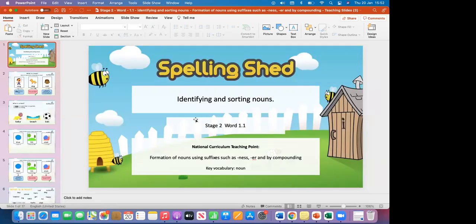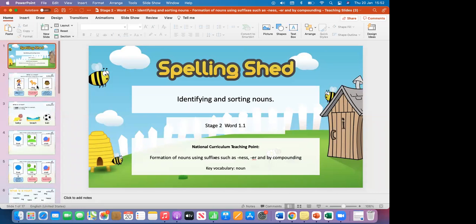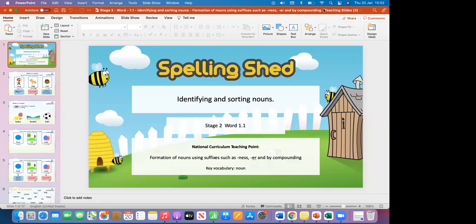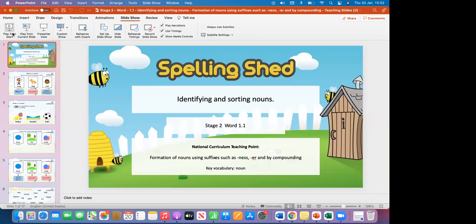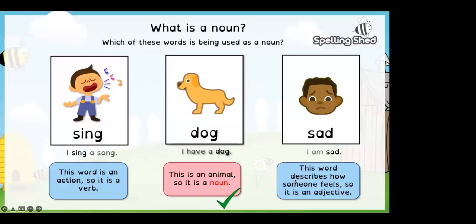There we go. So it's identifying and sorting nouns, and we can see all the different slides along the side. So I'll just show you very quickly what some of our PowerPoints look like. So if we play from start. And they do cover, as I said before, all of the national curriculum objectives. So if I go across, you can see they're quite colourful.